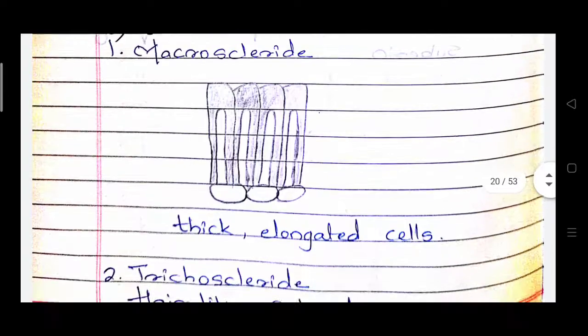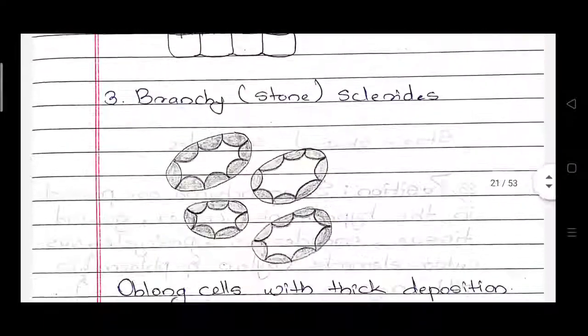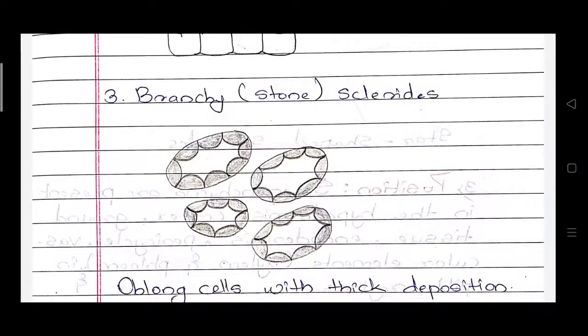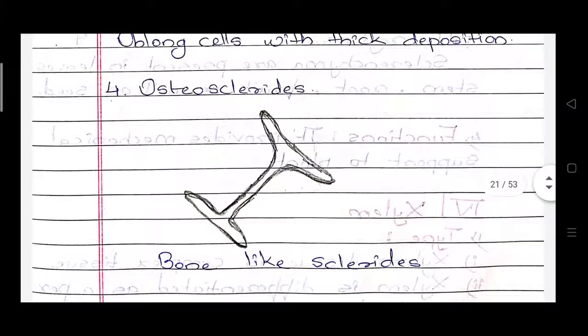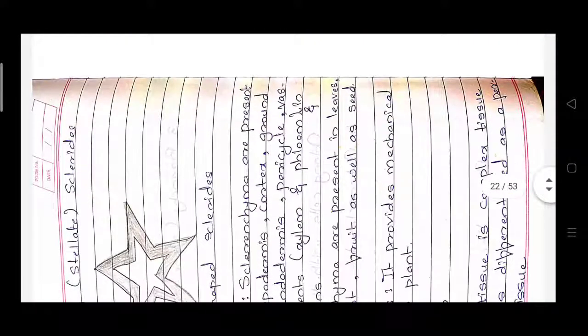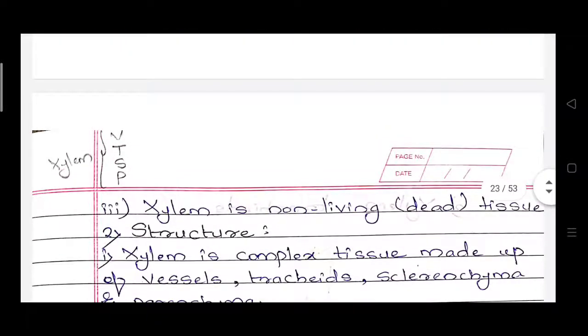Then sclereids are of different types. Some are macrosclereids, trichosclereids, which are hair-like. Some are brachysclereids, which are stone-like. Osteosclereids, that means they are bone-like. Then astrosclereids, which are star-shaped. So you have to write the same information in phloem sclerenchyma.